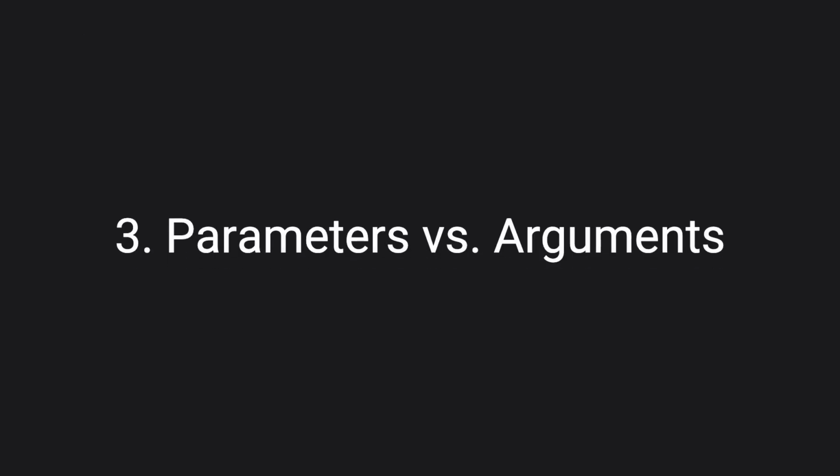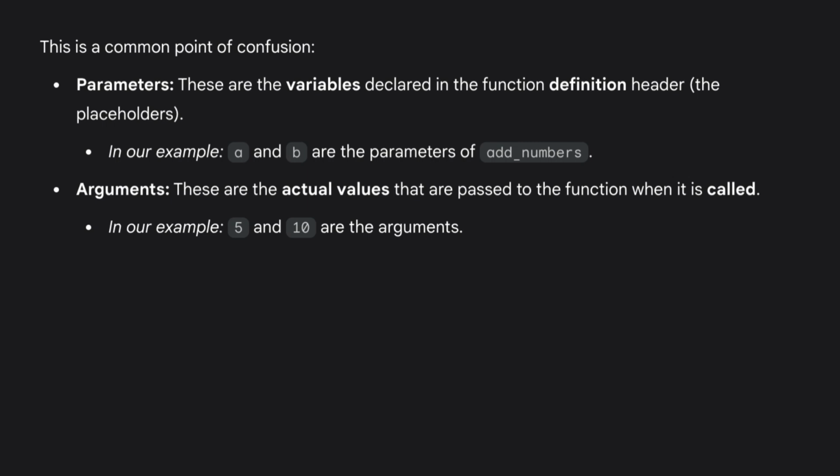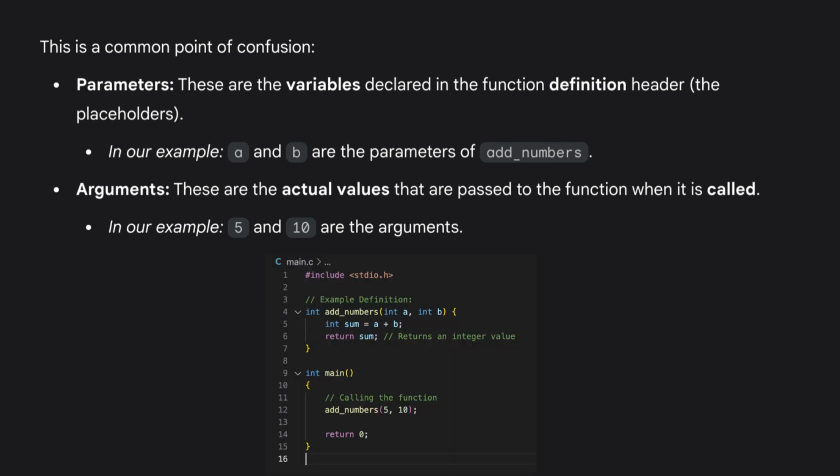Third, parameters versus arguments. This is a common point of confusion. Parameters: these are the variables declared in the function definition header, the placeholders. In our example, a and b are the parameters of addNumbers. Arguments: these are the actual values that are passed to the function when it is called. In our example, 5 and 10 are the arguments.